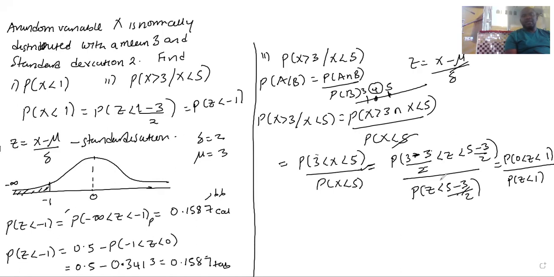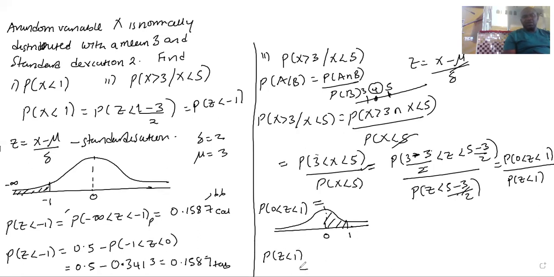Yes, it's okay. So after standardizing, look at the numerator. The probability of 0 less than z less than 1 can be got from the table. That is why I taught people how to read the table. If you don't know how to read the table, you're in trouble. So this is direct reading from the table, which is the probability of z being 1. Get me the answer. The second one, which is down, is the probability of z less than 1.